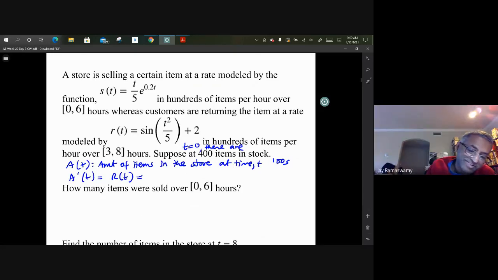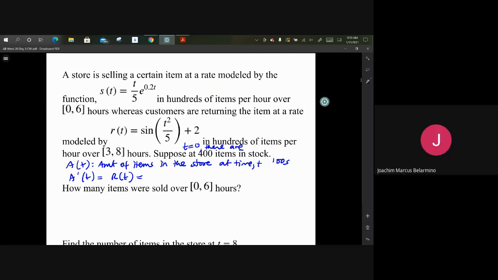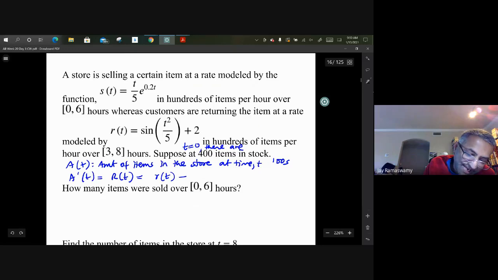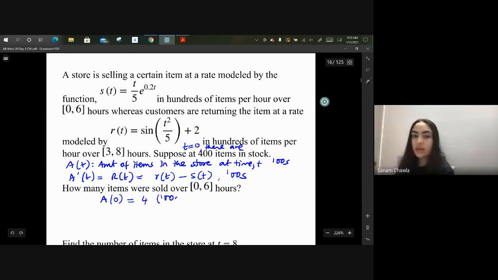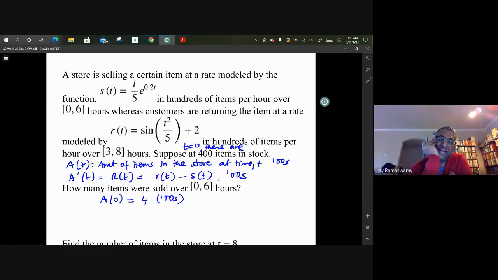If they're returning, that's the in, and selling is the out. Everybody, did you observe? Bellarmino was observant of the context. If you're selling, that's out, correct? If they're returning, that's in, correct? So he smartly said small r of t minus capital S of t, in hundreds, correct? And then they're giving us that A of 0 is 4, in hundreds. Is everybody okay so far in the setup?